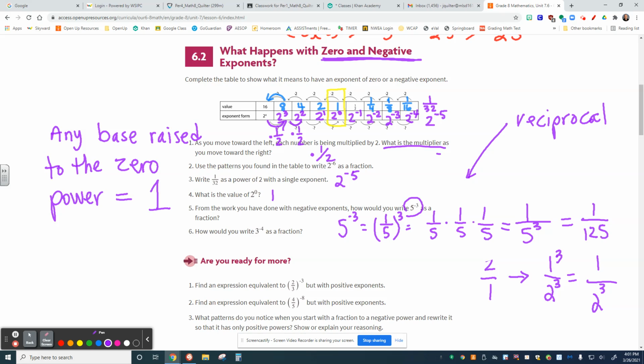How would I write 3 to the negative fourth power as a fraction? Well, 3 to the negative fourth power would be 1 divided by 3 to the fourth. And 3 to the fourth power is 81. So that would be my fraction. 3 to the negative fourth power is 1 divided by 81.